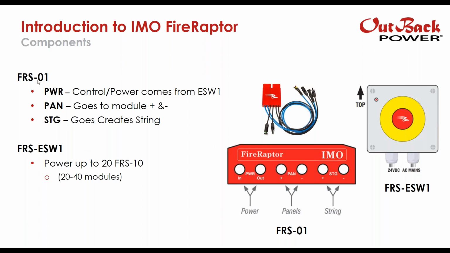Okay, so the FRS-01 has 3 inputs/outputs. We have the power. This is the 24 volt DC that comes from this switch here. So this gets connected to this power in and out. This here is what connects to each module. Positive goes to positive, negative goes to negative. And then the STG stands for string, and this is what creates your strings. This is what connects your modules together. So yeah, these are the main 2 components here.